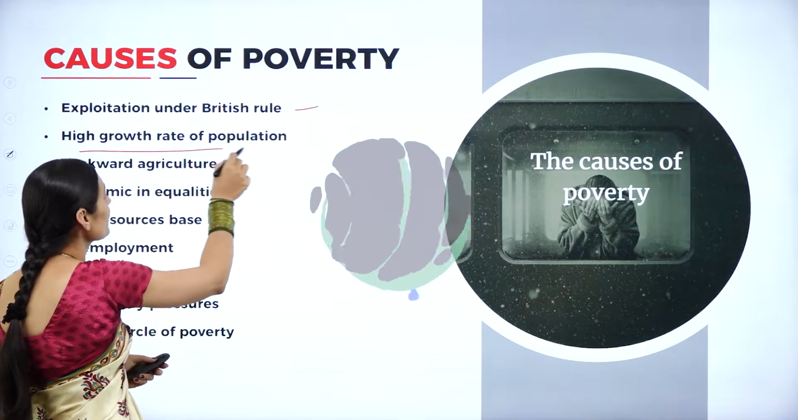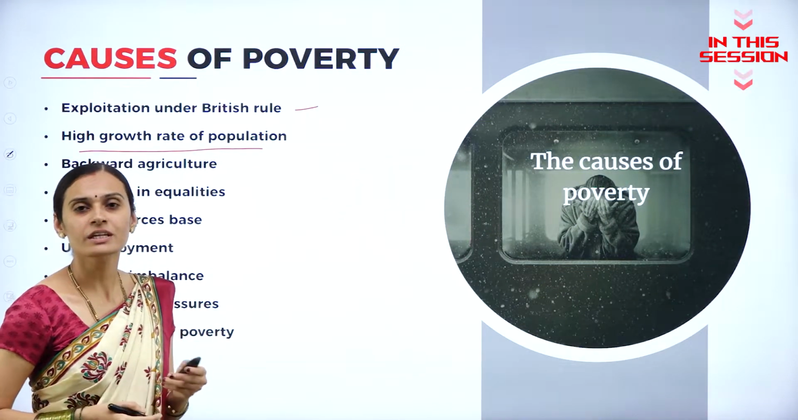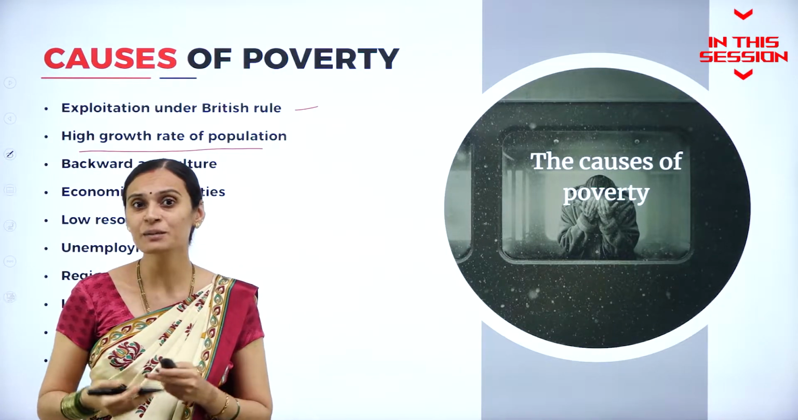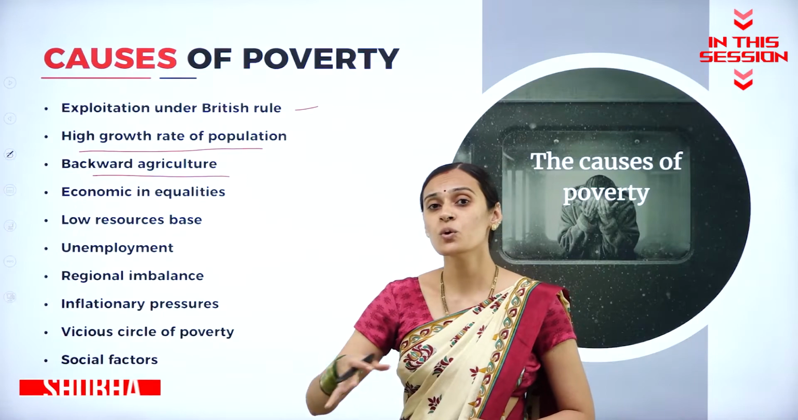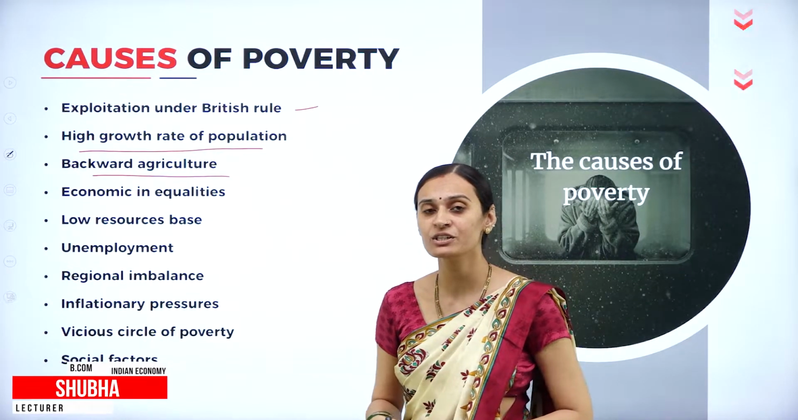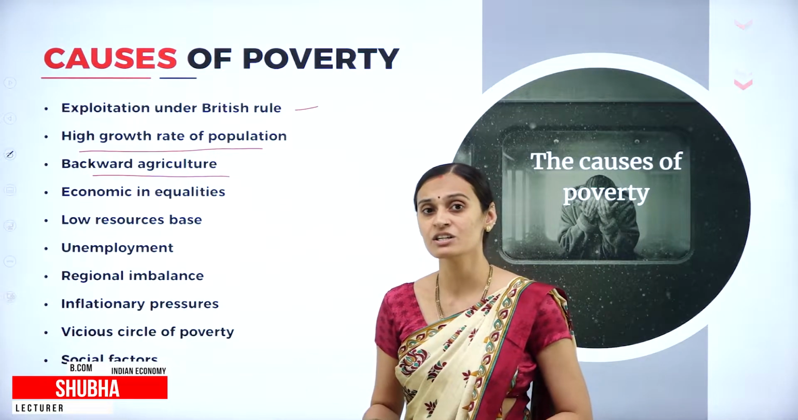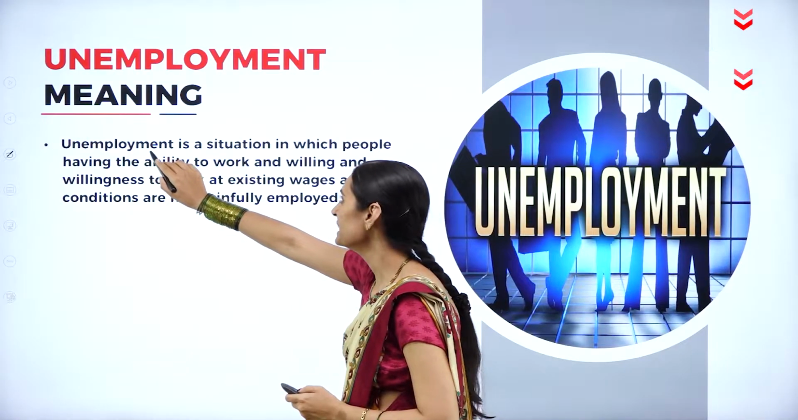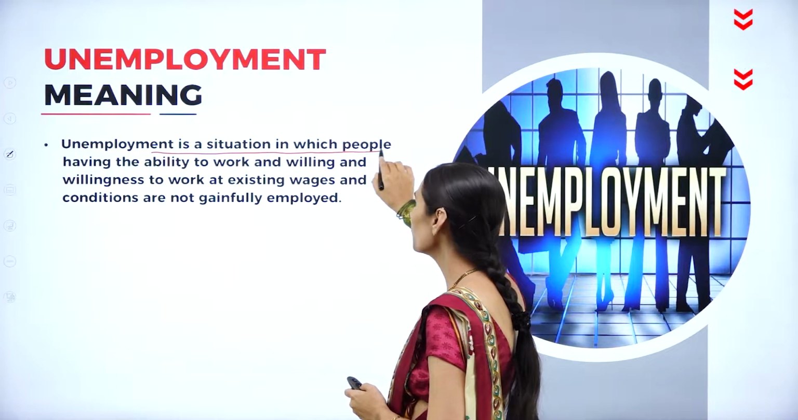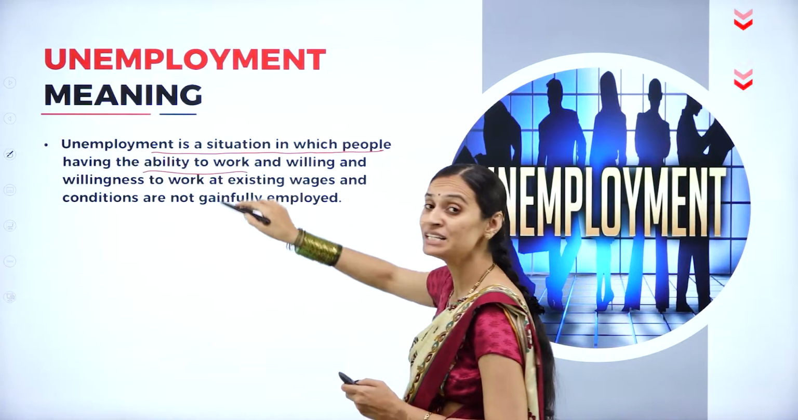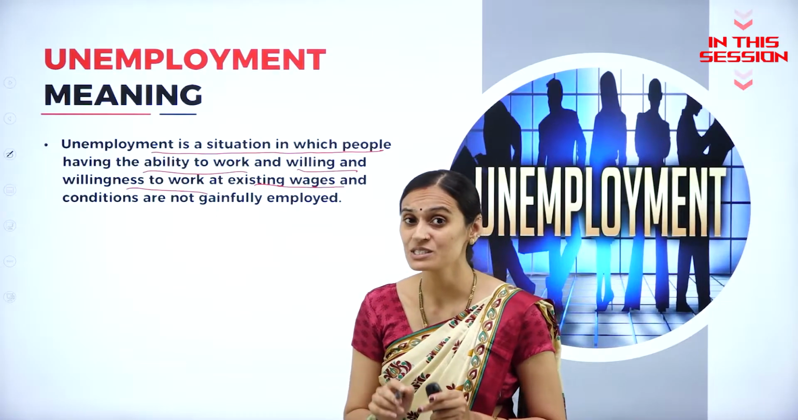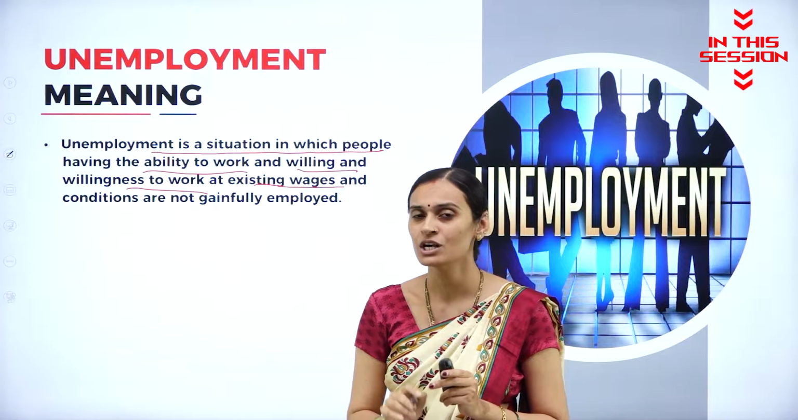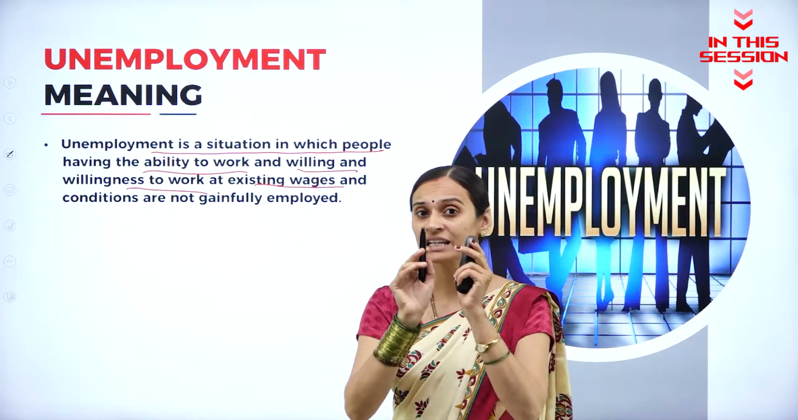The high growth rate of population. So just increasing the population leads to a decrease in the per capita income. There are so many families dependent on agriculture, but the income from agriculture is very less. Unemployment is a situation in which people have the ability to work, but it is not possible to meet their basic requirements, so it is considered unemployment.